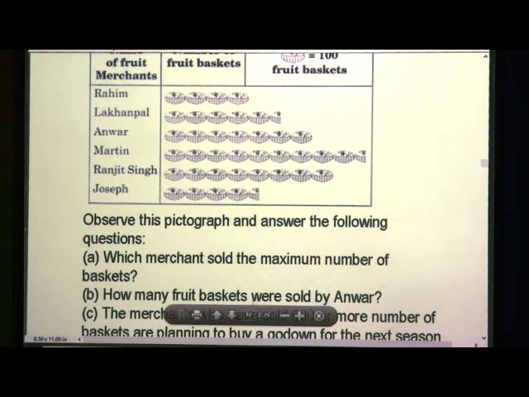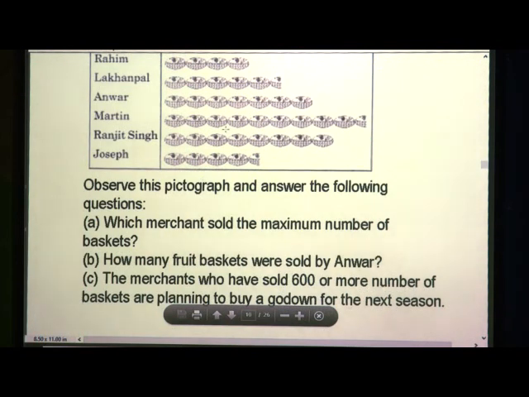Next, how many fruit baskets were sold by Anwar? So 1, 2, 3, 4, 5, 6, 7. 7 into 100 is 700. Fruit baskets sold by Anwar were 700.